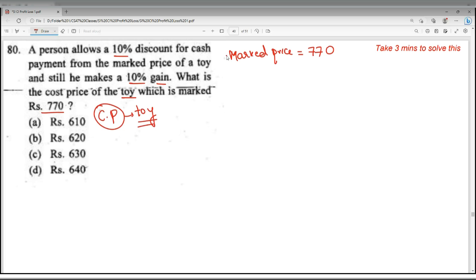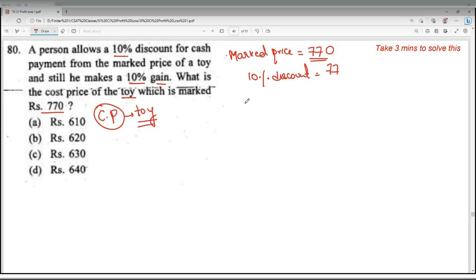And they are saying that a person allows a 10% discount for cash payment from the marked price. So the person who is giving 10% discount on this marked price, that is 10% of 770, which is 77 rupees less. He is giving this at 77 rupees less and still makes a 10% gain. So after giving at a rate that is 77 lower than this amount, he is still having a gain of 10%. So what is the cost price? 10% of 770 is 77. So 10% discount is 77 rupees.